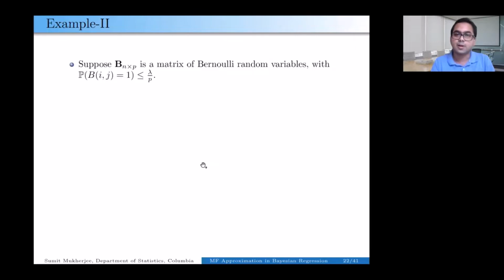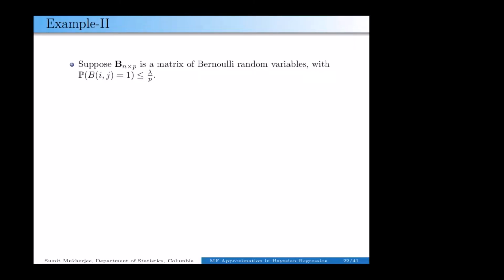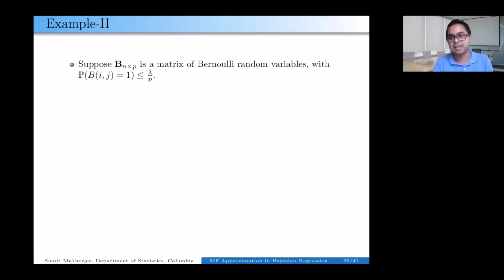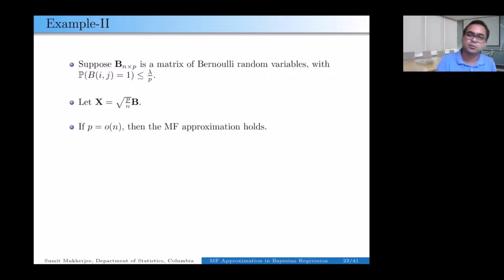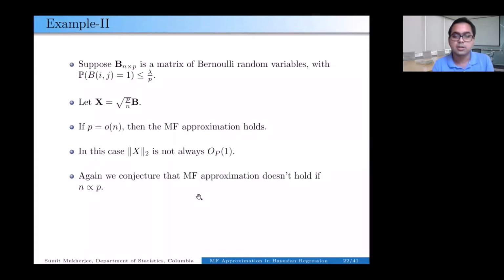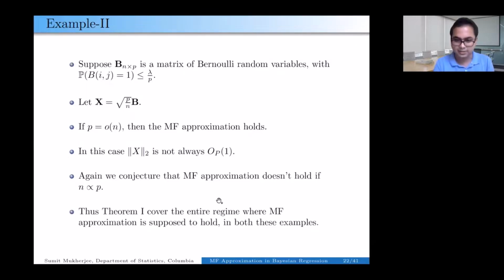So we have another example where the B's are IID Bernoullis with the scaling. And if you take X to be suitably scaled, again if p is smaller of n, then our theorems hold. This is not always true, but we actually give a much more general condition for the non-contractive edge in our paper, which applies here, which I'm not going to talk about. And again, we have very strong reason to believe that the mean field does break down if n and p are proportional. So again, this result is supposedly tight.